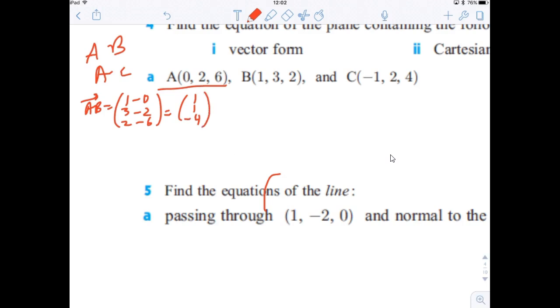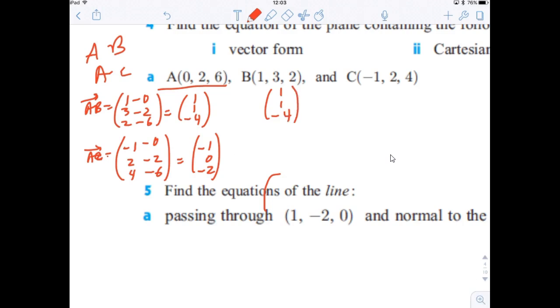Right? And let's find AC. AC is equal to negative 1, 2, 4, and we're going to subtract out 0, 2, 6, and we end up with negative 1, 0, negative 2. And now we're going to take the cross product of the two. So 1, 1, negative 4, cross product with negative 1, 0, negative 2.